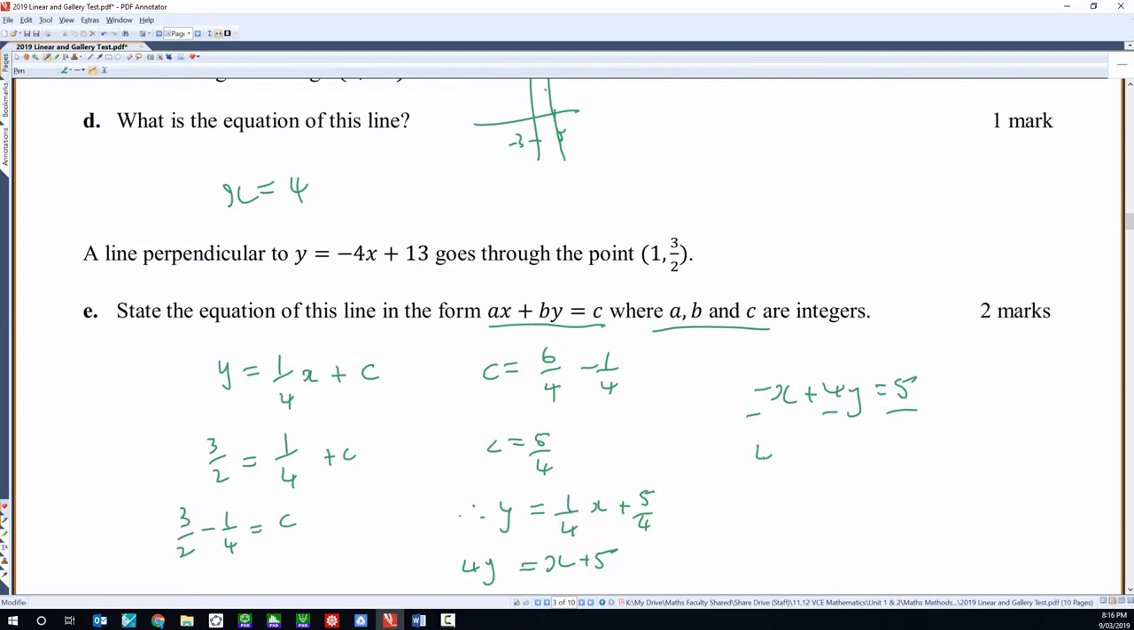You could put it as 4y take x equals 5. Okay, it just has to be the x and y term on the left and the constant on the right, and the a, b, and c values have to be integers.